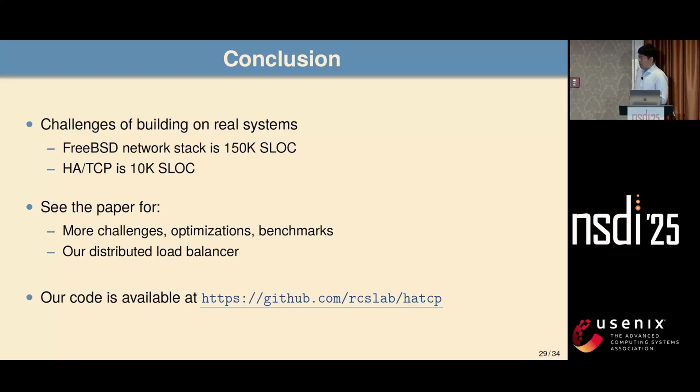In our paper, we have more discussions about different challenges, optimizations, and benchmarks, including a distributed load balancer. Please refer to the paper for details. All our code will be available at this address.